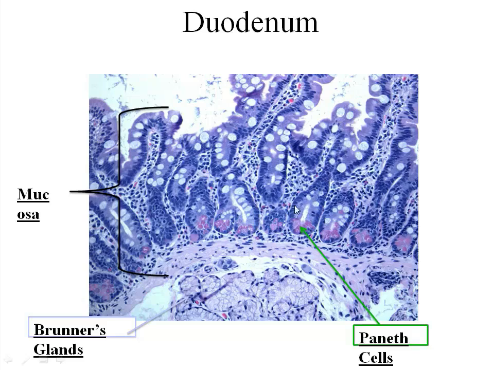Now this cavity is called a crypt, and here it is named the crypt of Lieberkühn. They are tubular invaginations of epithelium into the lamina propria. They are really simple tubular intestinal glands. We can compare them with the gastric glands that are lined by the epithelium.